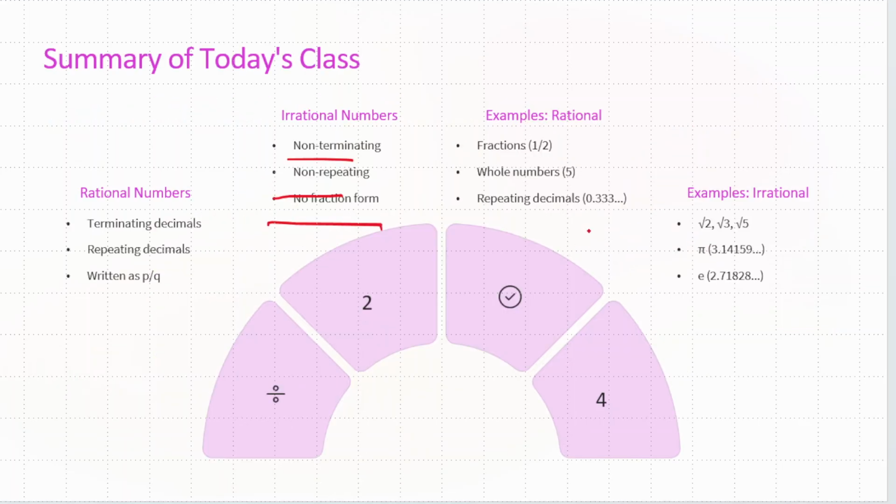Okay. So what is the summary? So in summary, what are rational numbers? Rational numbers have two types of decimal expansion. First is terminating. Second is non-terminating repeating. And when the number is irrational, what is its decimal expansion? Non-terminating, non-repeating, and there is no fraction form. Right? Here are some examples. Root 2, root 3, root 5, pi, e, all they are what? All they are irrational numbers.